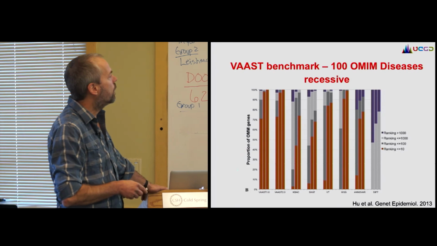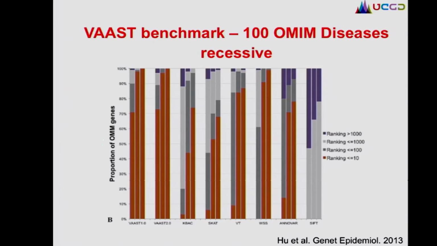On the y-axis, we have the proportion of these spiked genes that each tool recovered. Each tool has 3 different columns. We've used 1 genome, 2 genomes, or 3 genomes to run the tool against. VAAST1 and VAAST2 both did very well, especially when you get up to at least a couple of genomes. The brownish color is the percentage of the genes that were recovered in the top 10, the top 100, or the top 1,000.